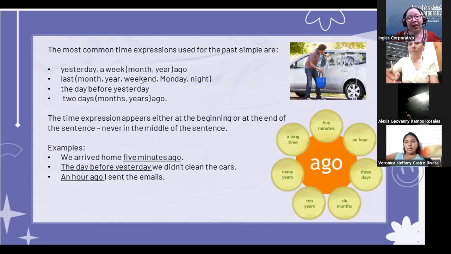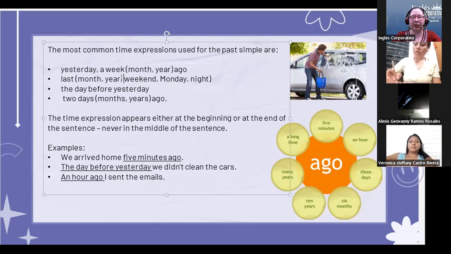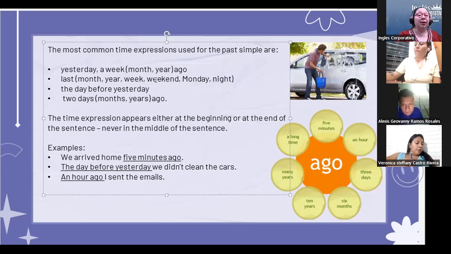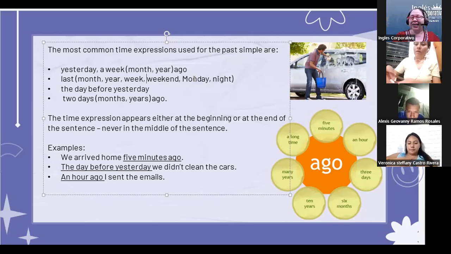Semana pasada. No, el fin de semana pasado. Fin de semana. Ajá, el fin de semana pasado. Last weekend. Sí puedo decir last week y sería la semana pasada. Ok, lo vamos a agregar aquí. Vamos a ver. Last week. Ok. Last weekend. Last month. I'm sorry, last Monday. ¿Qué sería last Monday?